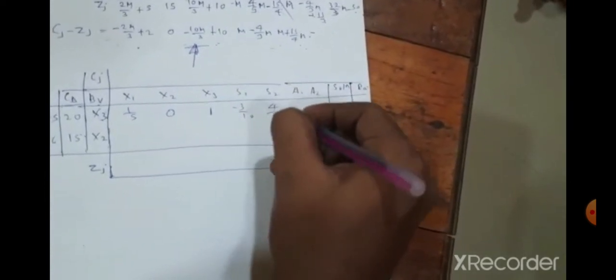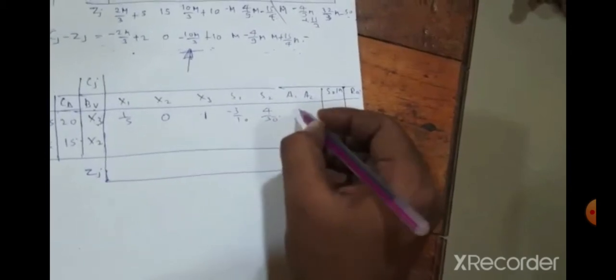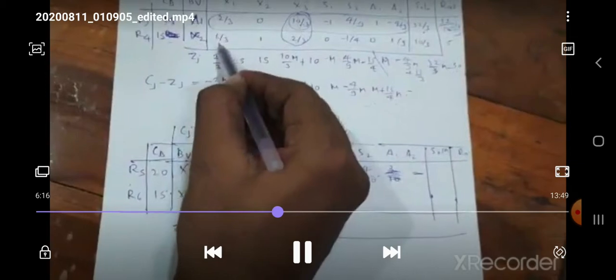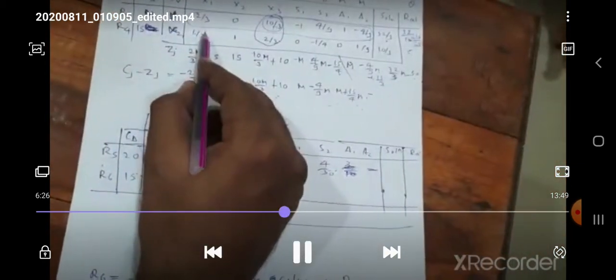That is 4 by 50. In this way you complete it, and for A1 and A2 you write down a dash. So you have to subtract. You need not consider A1 and A2 now, as these are leaving variables. You don't note down the A1 and A2 values. Okay, you cancel the A1 and A2 values.